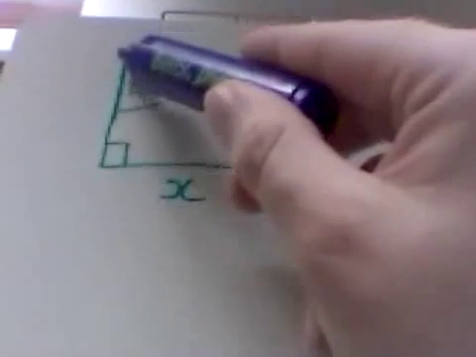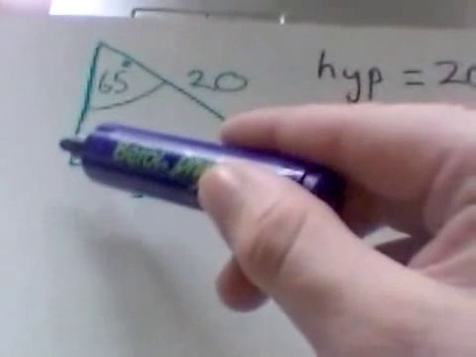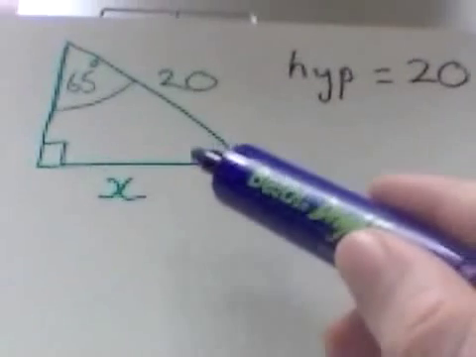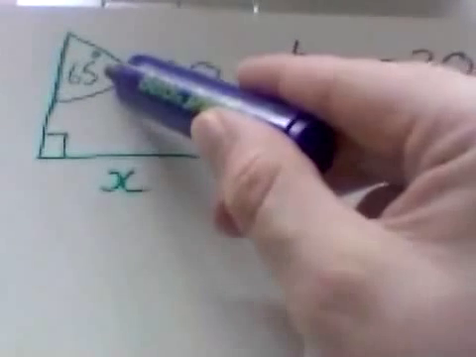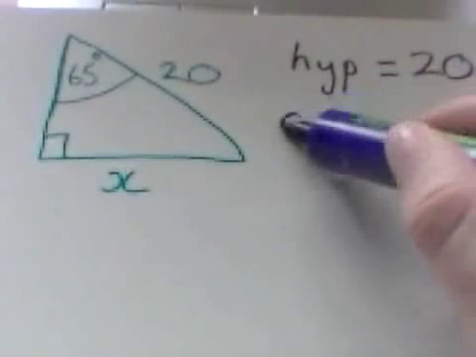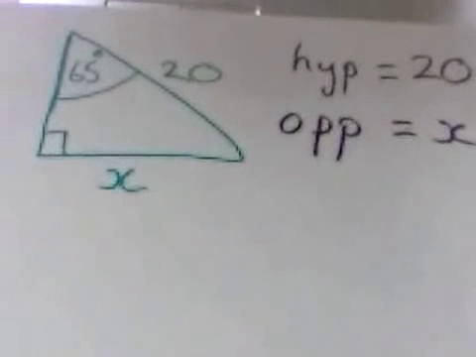Now this side here isn't labelled at all. We're not asked to do anything with it, so I'm going to ignore it completely. So that leaves me with this side here. Now, there's the angle. There's the side that's opposite it, so I'm going to write down the opp equals x.